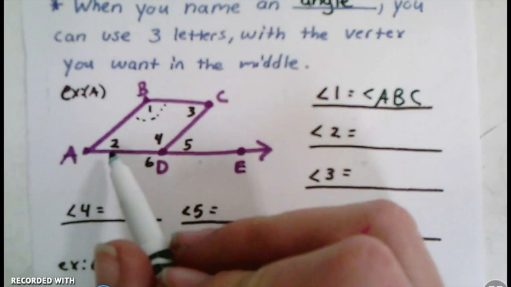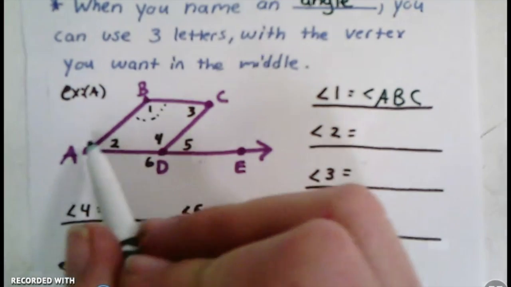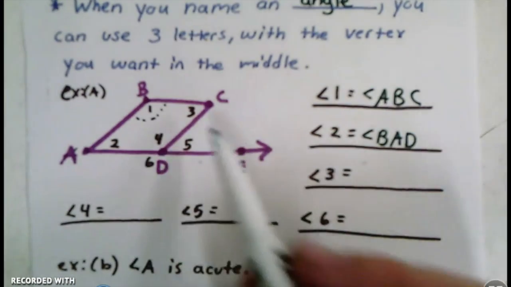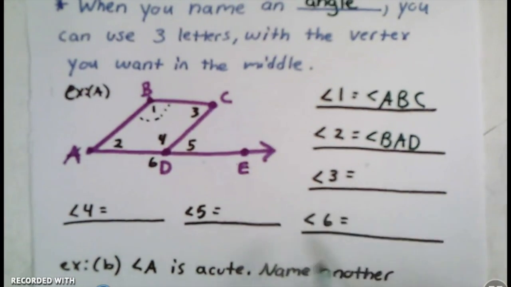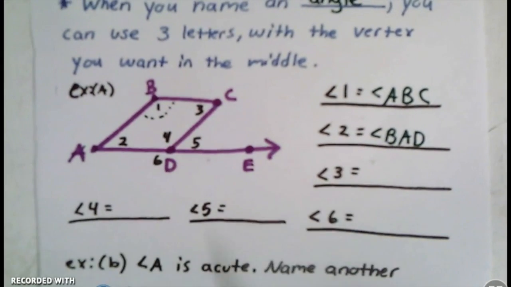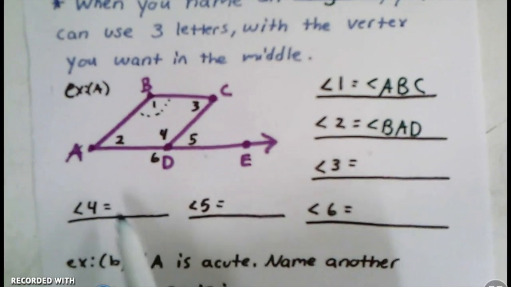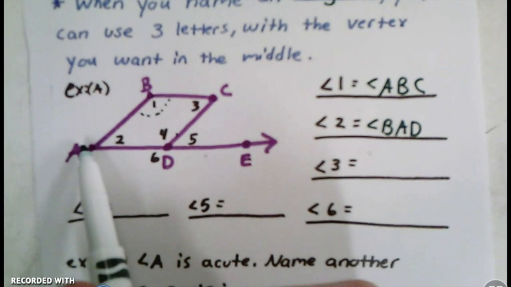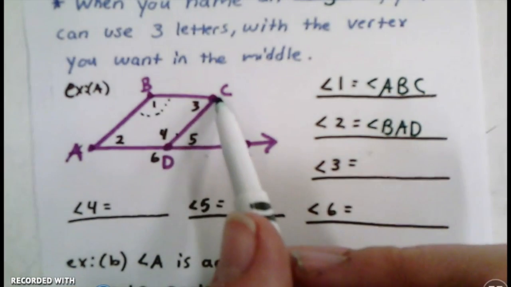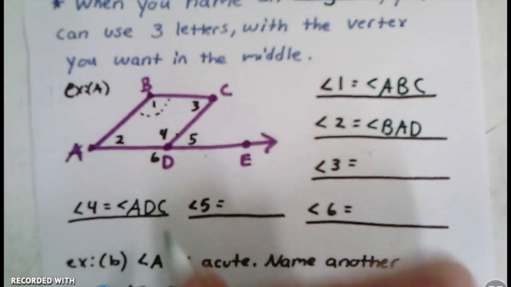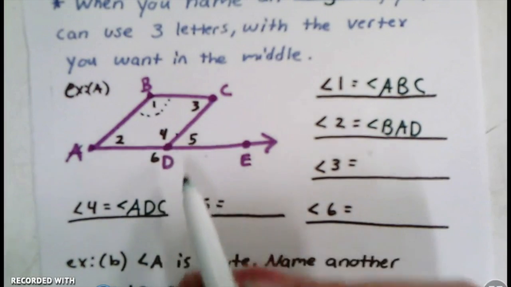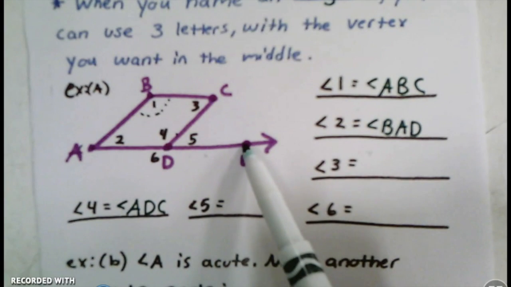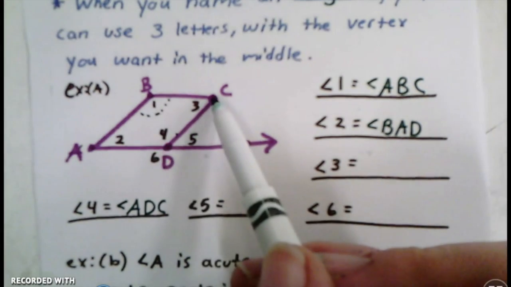All right, what about 2? Angle 2, I'm going to say is BAD. This is the one I really want, right? D. All right, you try to do angle 3 by yourself. Now let's look at one of the ones that's around this D right here, okay? Because there's multiple ones. So 4, if I'm talking about this angle right here, then I'm going to say ADC, or CDA. If I'm talking about angle 5, it's going to be CDE, or EDC.